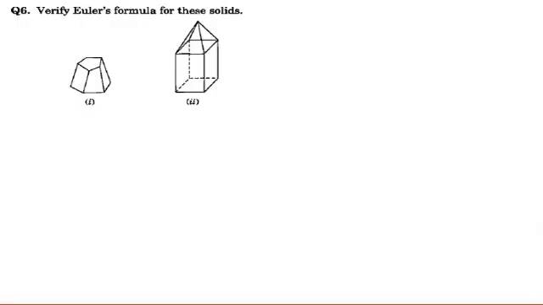This is the sixth question. Verify Euler's formula for these solids. In this solid, the top face is a pentagon. It means the bottom will also be a pentagon. So the number of side faces will be 5, one on each side, and one face is at the top and one is at the bottom. So the total number of faces in it is 7.